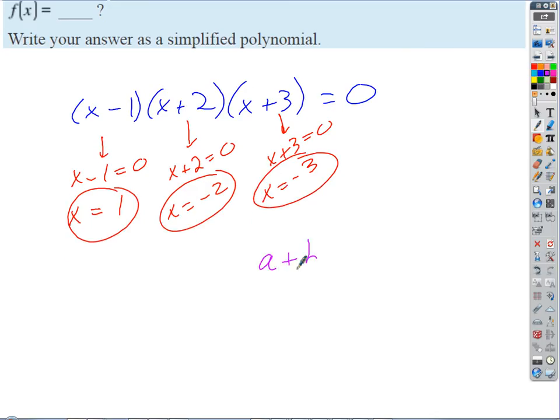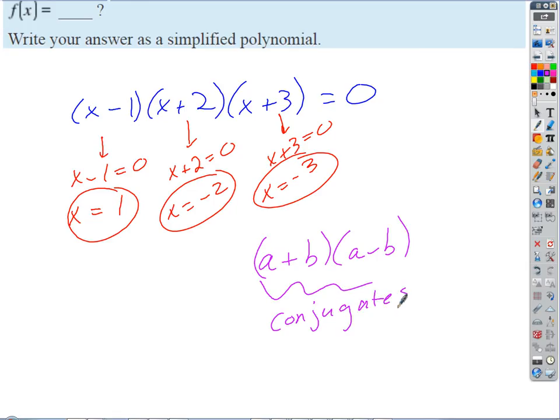What's the answer to this? If I do the conjugate pattern, a plus b times a minus b, if those are conjugates, because they're the same terms, but one time they're added and one time they're subtracted. That's all it takes to be conjugates. If they fit that pattern, a plus b and a minus b, well, if you multiply conjugates, what do you always get? A squared minus b squared.